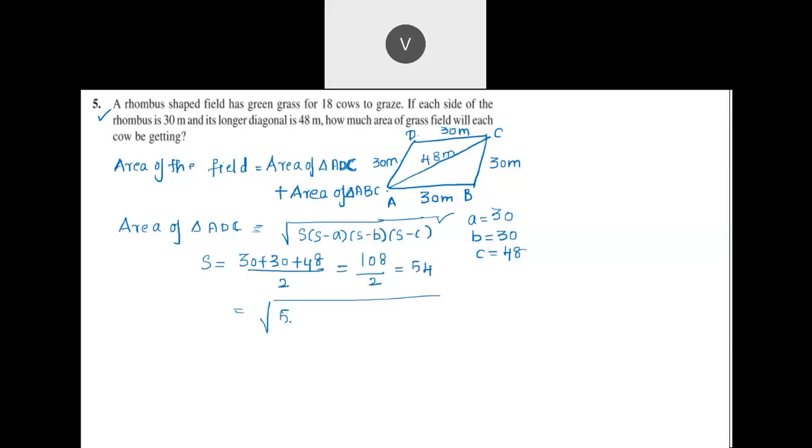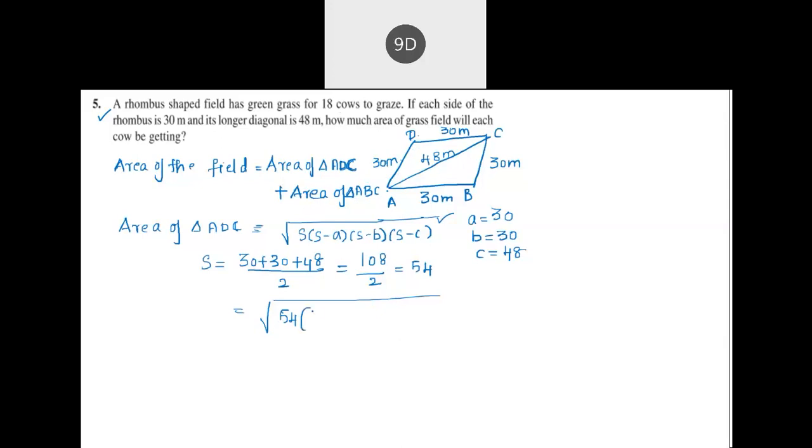Ma'am, I have a doubt. In a rhombus, does a diagonal divide it into two congruent triangles or not? Yes, a diagonal divides a rhombus into two congruent triangles. In this, it is given that AC divides the entire field, the rhombus, into two equal triangles, right? Yes, ma'am. Then we can write 2 times the area of triangle ADC. Yes, ma'am. Okay, thank you.